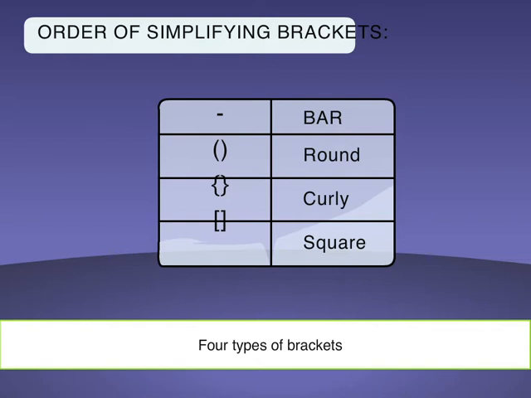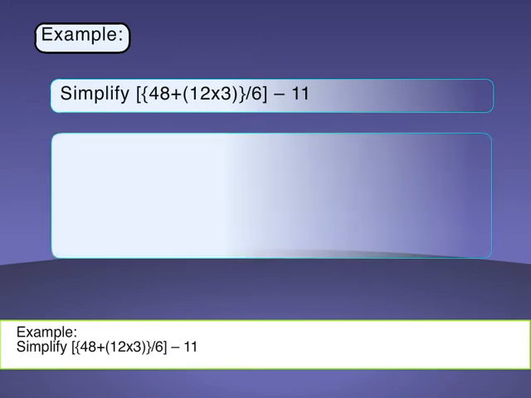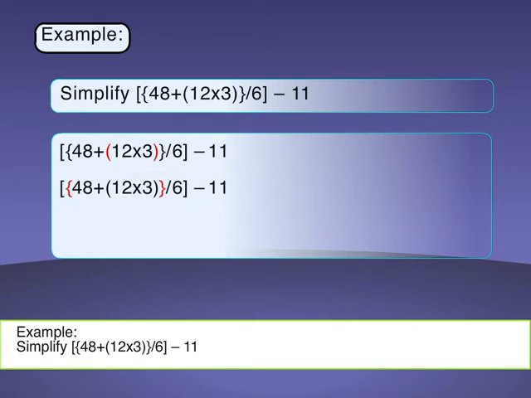There are 4 types of brackets. The order of simplifying the brackets is bar brackets, round brackets, curly brackets, and at last square brackets.